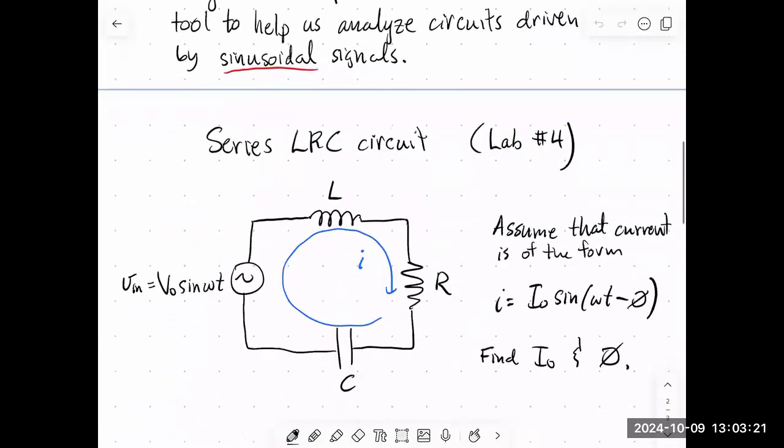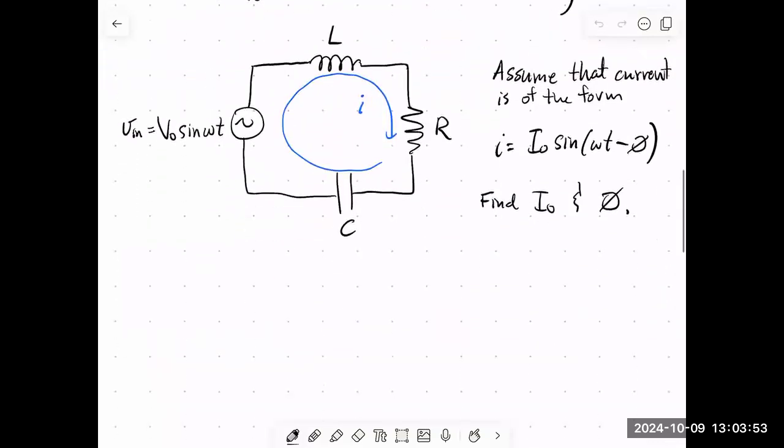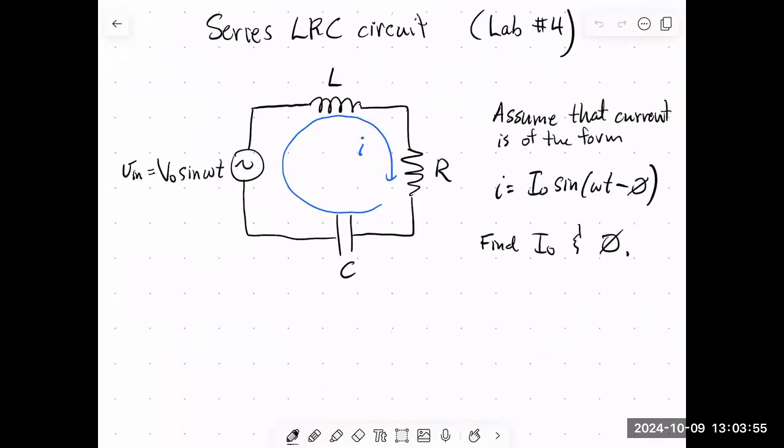And the circuit that I want to analyze is the LRC circuit, and this is the one that you're gonna do in lab 4. So tomorrow, you're gonna build this circuit, but you're not gonna drive it with a sine wave. You're gonna drive it with square waves, and we'll look at the transient response like we did for RC circuits last week. Next week, we're gonna continue with lab 4 again, but this time you will drive it with a sinusoidal function. And so we're gonna start to work out some of the theory for this series LRC circuit today.